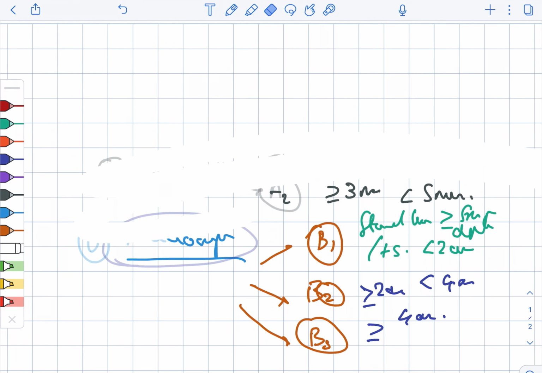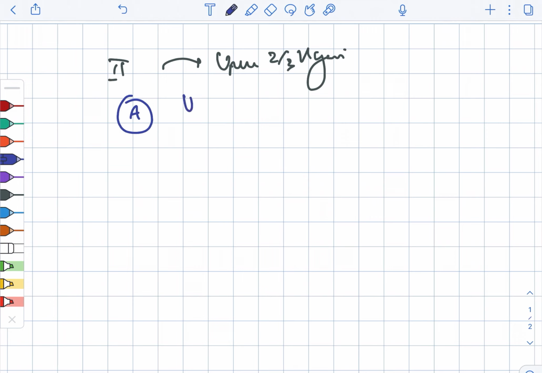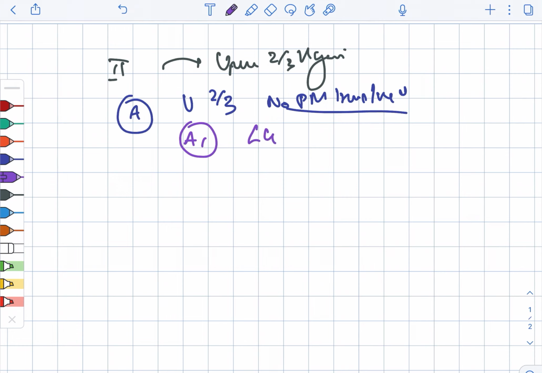Now looking at the stage 2. Stage 2 involves the upper 2/3 of the vagina, and A extends to the upper 2/3 without the parametrial involvement. So there is no parametrial involvement. Now looking at A1. A1 is less than 4 cm. A2, if you see, it is greater than 4 cm.